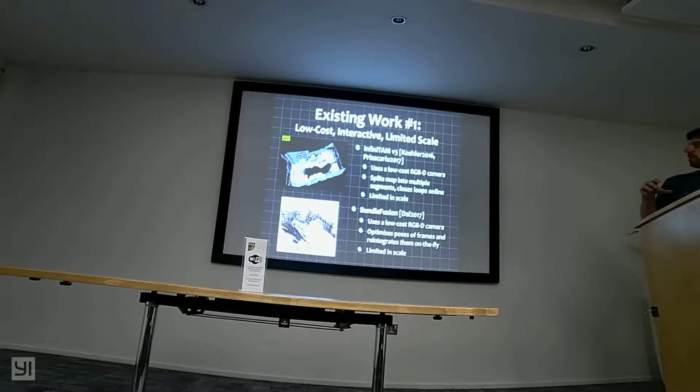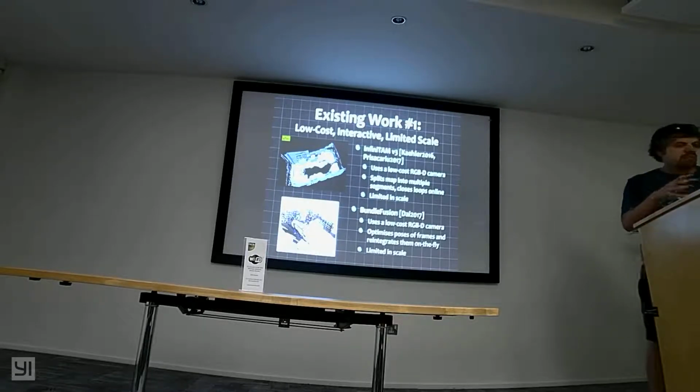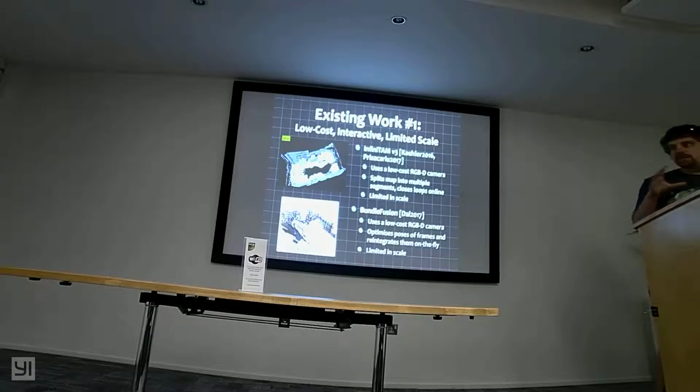There are also things like BundleFusion, where you bundle adjust the individual frames and then reintegrate them at their new poses. Both of these produce quite nice maps at this kind of scale, say a part of the bookstore. But if you try to scale them up to hundreds of square meters, they tend not to work so well.